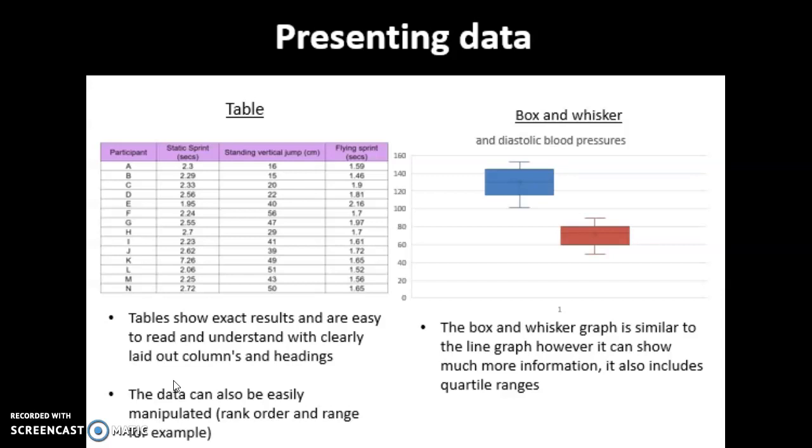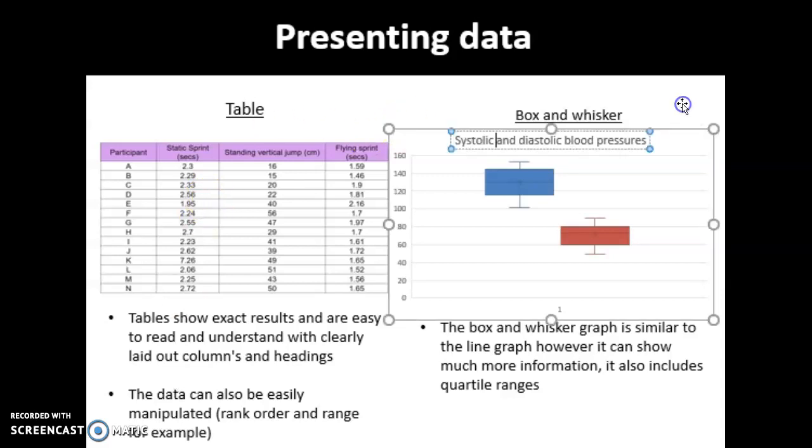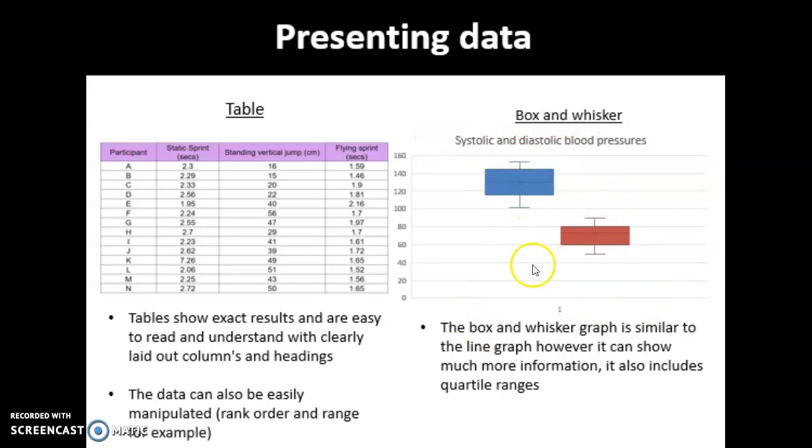So the box and whisker graph. So this is for systolic and diastolic blood pressure, and we can see two boxes with whiskers. Basically, that is the box and whisker diagram, each for one of the topics. So I've only got two: systolic and diastolic blood pressures.